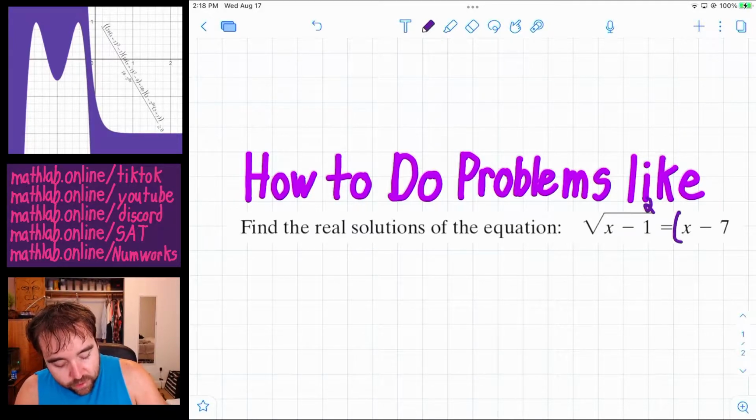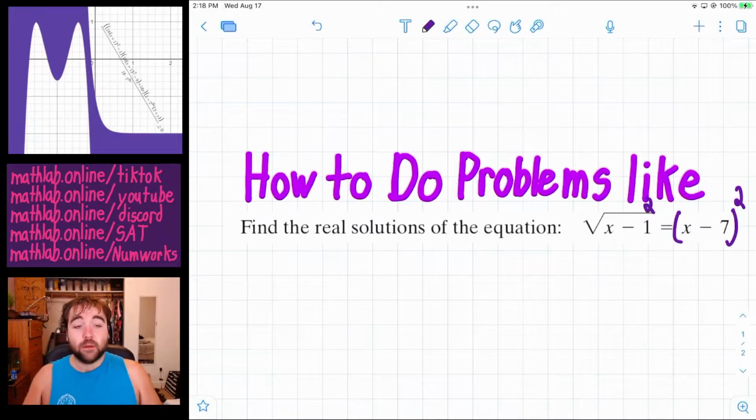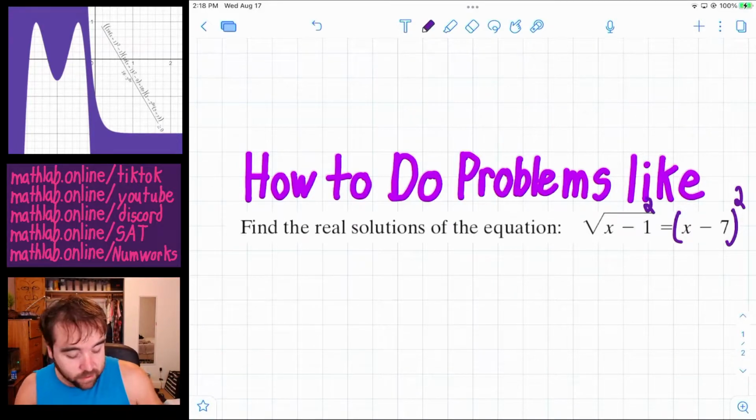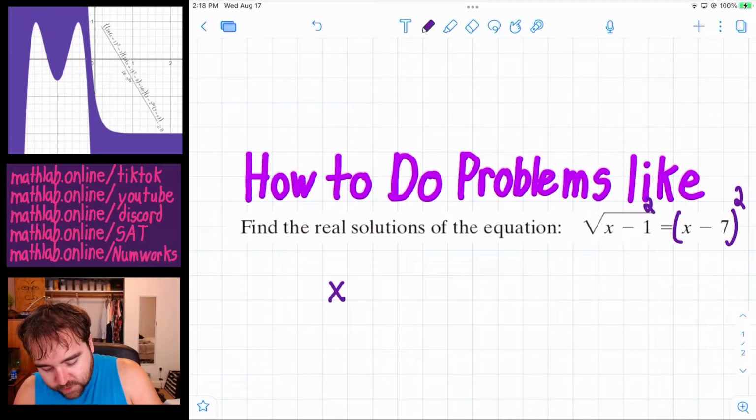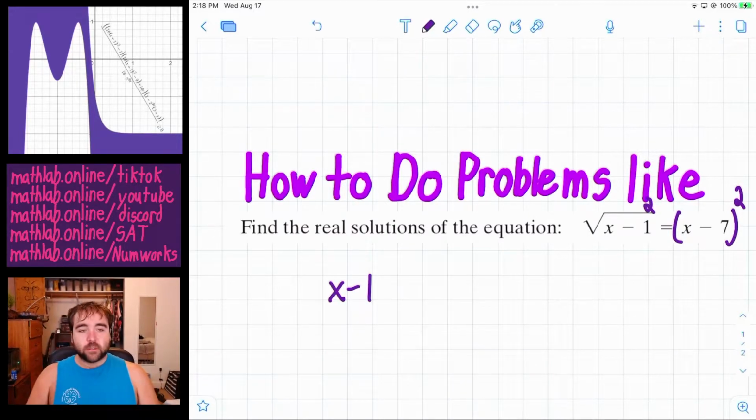And here's the key thing. When we square that right side, we can't just square both of those things, because that's x minus 7 times x minus 7. That works with multiplication just because it does, but it doesn't with addition and subtraction. So on this left side, we're just going to cancel out that root. We're just going to get x minus 1.